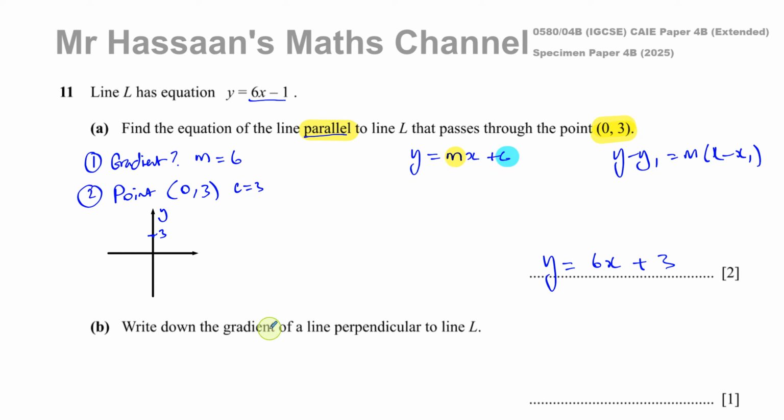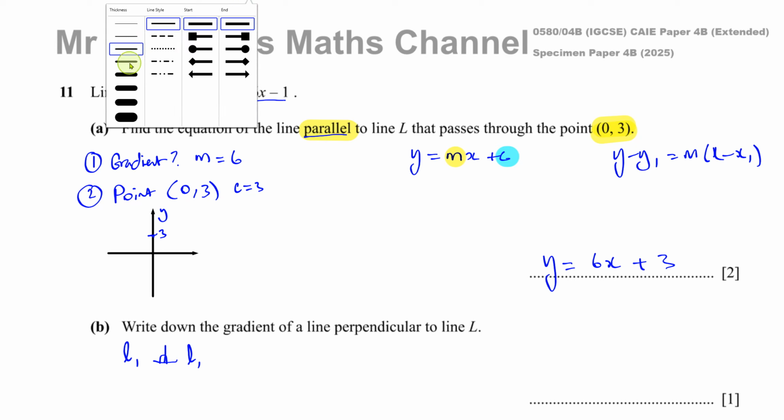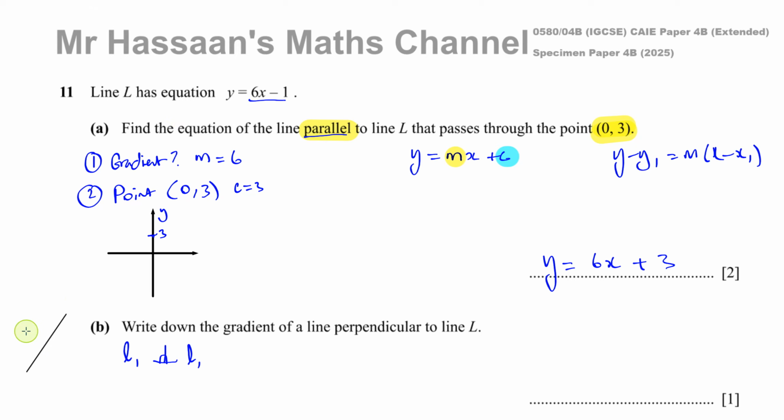Then it says write down the gradient of a line that's perpendicular to L. So what we should know is when two lines are perpendicular, that means they meet at right angles. Perpendicular means they meet at right angles. Okay, two lines are perpendicular when they meet at right angles.